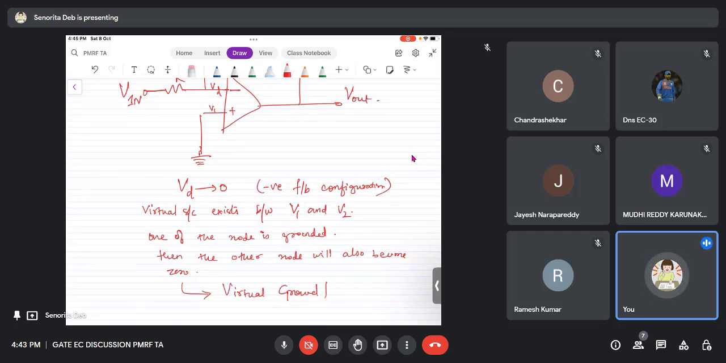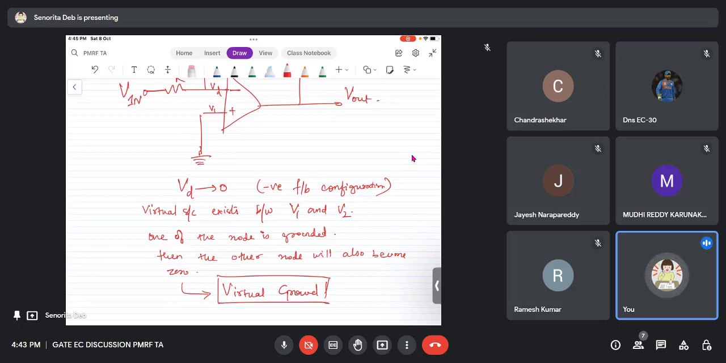So virtual ground is only applicable for negative feedback configuration. It is not applicable for positive feedback. In positive feedback, the virtual ground concept cannot exist because there is not a virtual short circuit. In that case, VD will go away from 0. It can never go towards 0. The main concept of negative feedback is that I am trying to make the difference between the two terminals 0. And that is why when one of the terminals is connected to ground, the other terminal also tends to go to ground, and that is what virtual ground is.